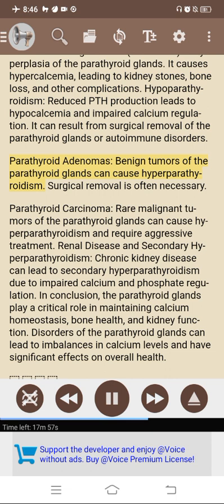Parathyroid adenoma. Benign tumors of the parathyroid glands can cause hyperparathyroidism. Surgical removal is often necessary. Parathyroid carcinoma. Rare malignant tumors of the parathyroid glands can cause hyperparathyroidism and require aggressive treatment. Renal disease and secondary hyperparathyroidism. Chronic kidney disease can lead to secondary hyperparathyroidism due to impaired calcium and phosphate regulation.